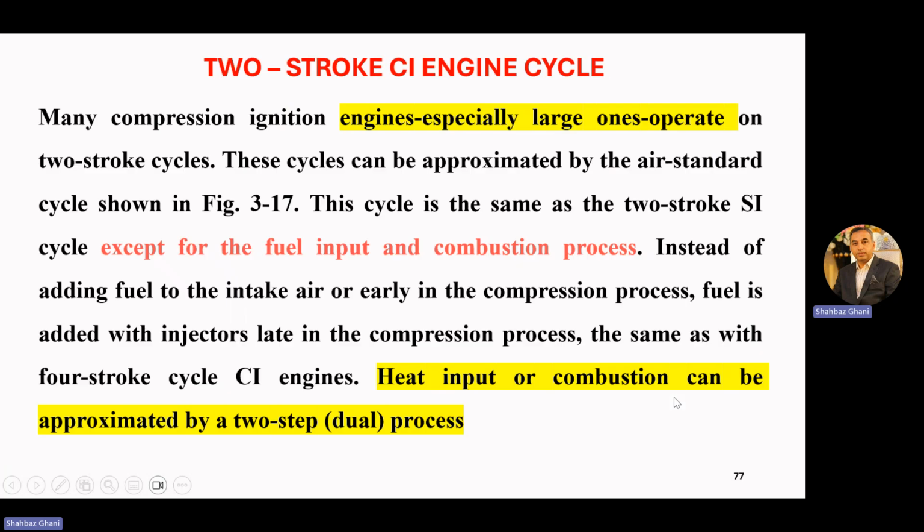These are the equations. Many compression ignition engines, especially large ones, operate on a two-stroke cycle. These cycles can be approximated by the air standard cycle shown in the figure. This cycle is the same as the two-stroke SI cycle except for the fuel input and the combustion process. Instead of adding fuel to the intake air or early in the compression process, fuel is added with the injector late in the compression process, the same as with the four-stroke CI engine. Heat input or combustion can be approximated by a two-step dual process.